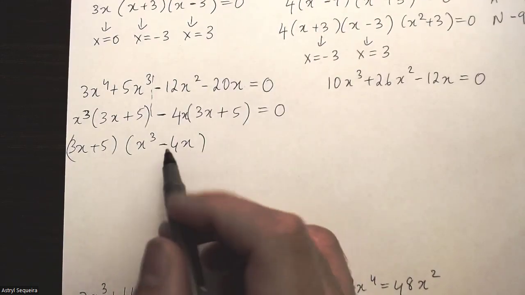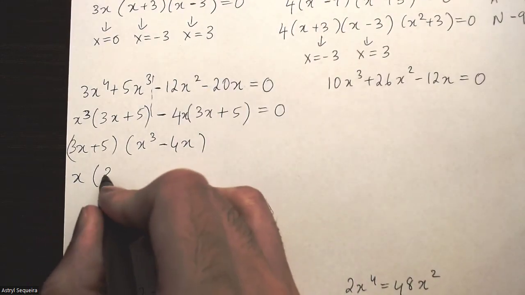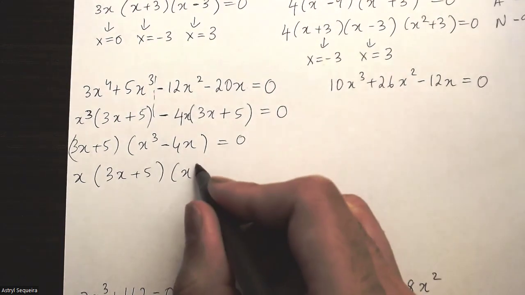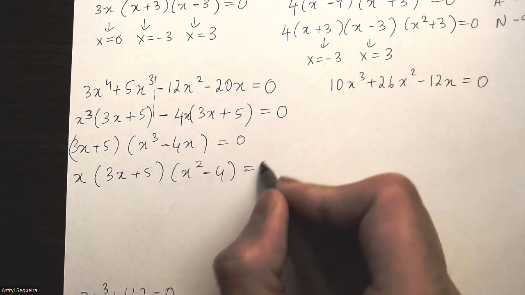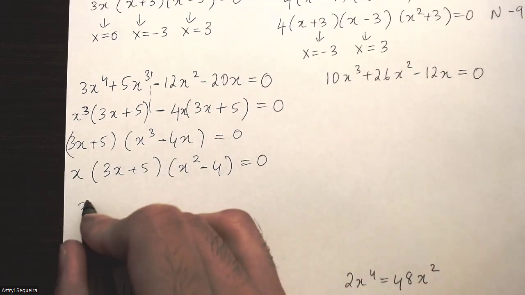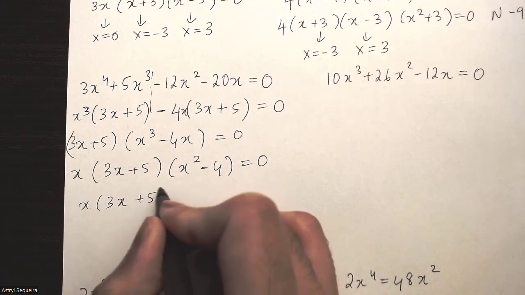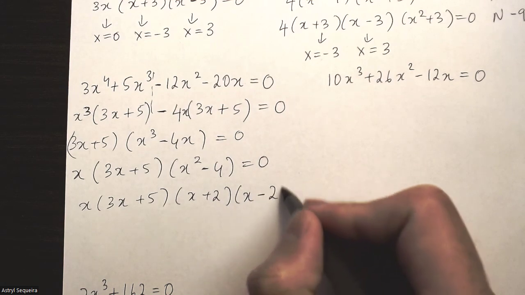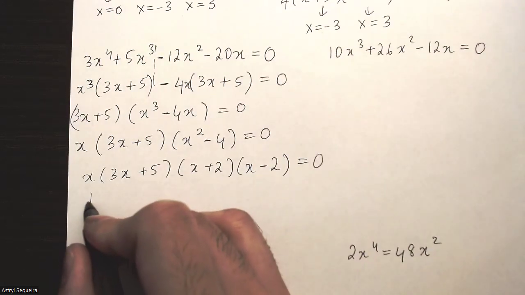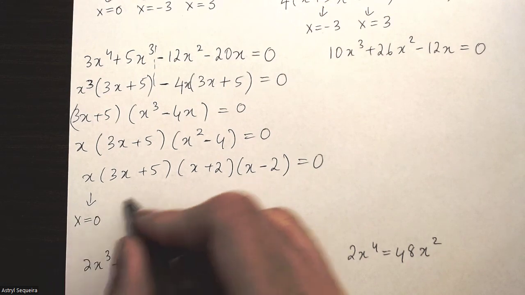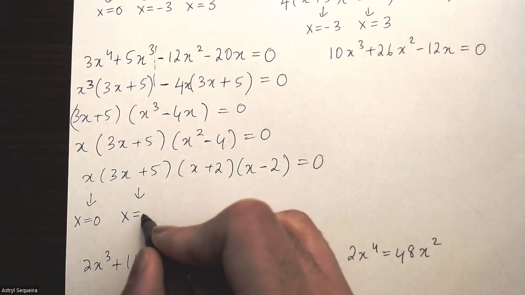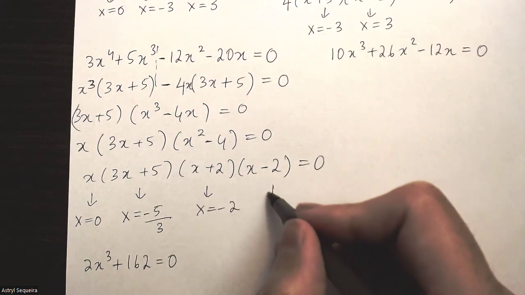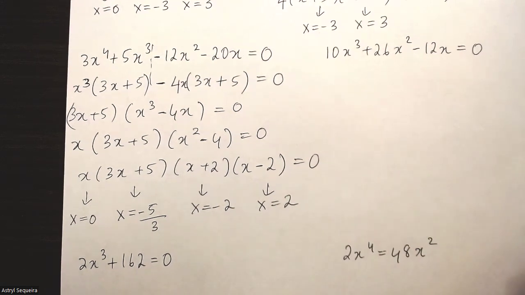Then I can common factor an x out of this bracket. So I'm left with x, 3x plus 5, and then this turns into x squared minus 4. Then I can use difference of squares on this bracket, which is going to give me x plus 2 times x minus 2. Now that it's fully factored, I can state my solutions over here. x equals 0, negative 5 over 3, negative 2, and positive 2.